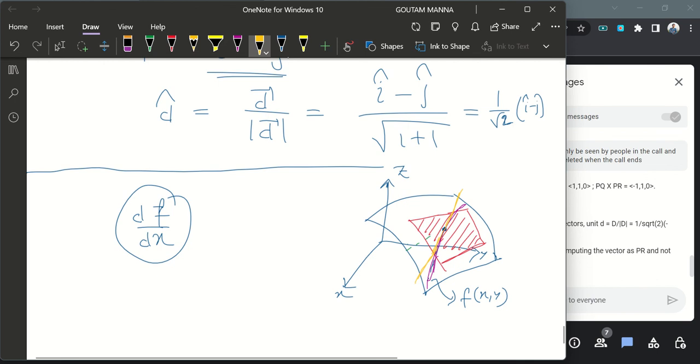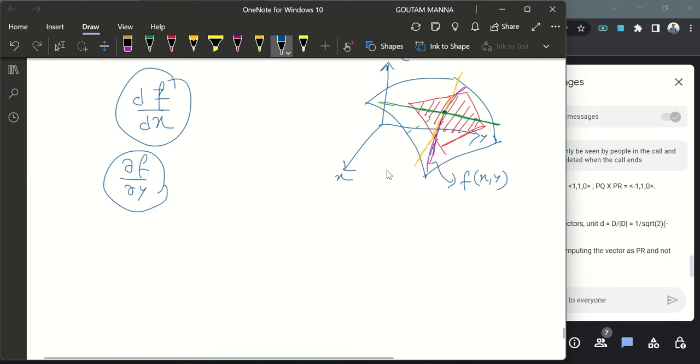and for del f del y, it's the slope of this tangent line when we are considering y, when x is constant. So in that case, let's say x is constant. So these are the two lines whose slopes are this del f del x and del f del y.